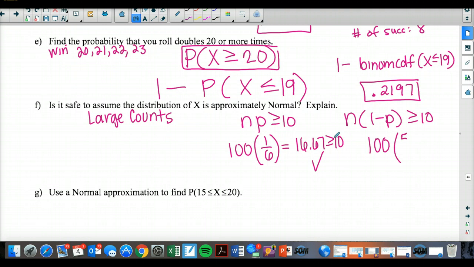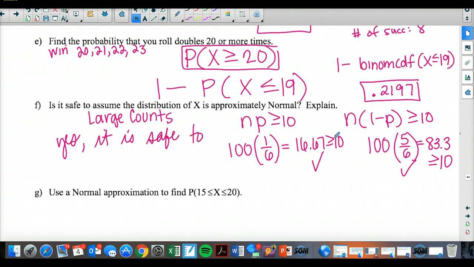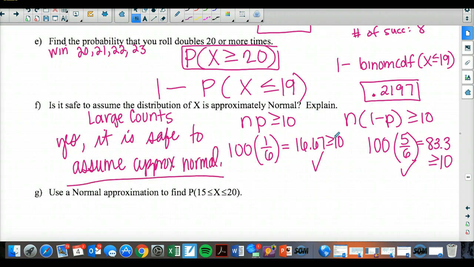100 times 5/6 is 500 divided by 6, which is 83.3, which is greater than or equal to 10. Check. Yes, it is safe to assume approximately normal. If you can satisfy large counts, you can assume it is approximately normal.